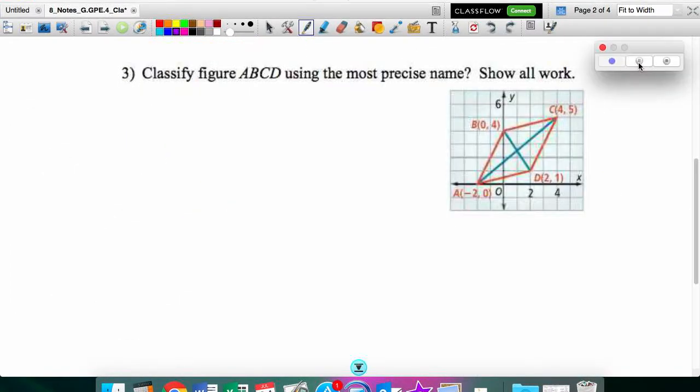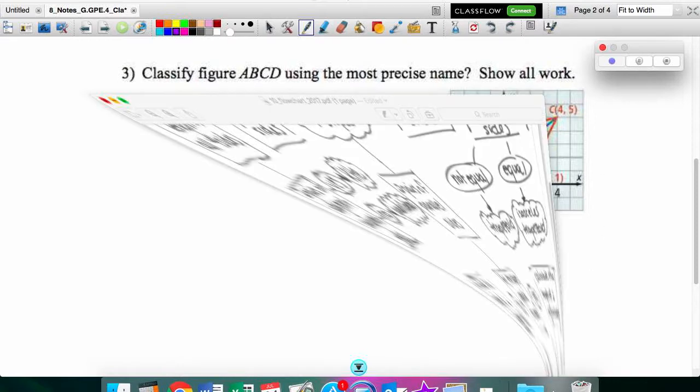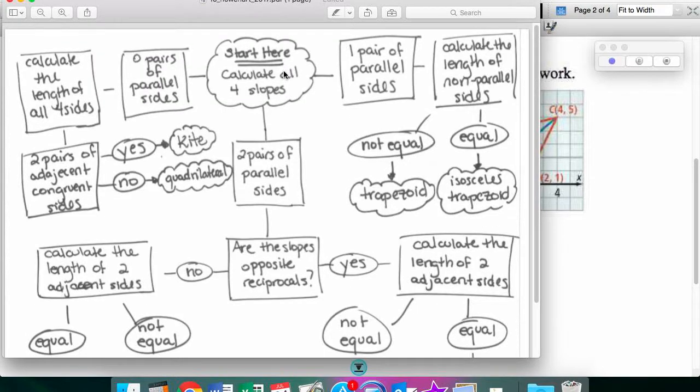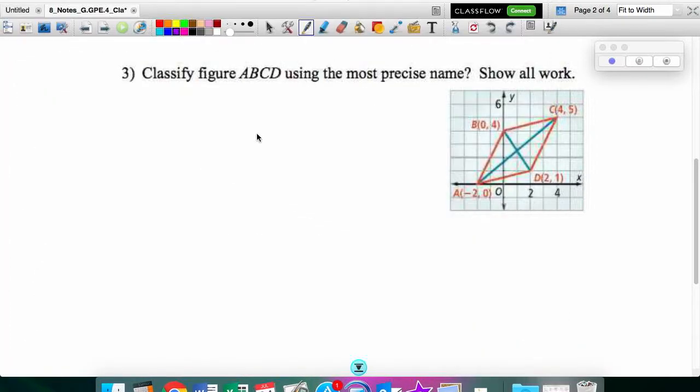Let's take a look at problem 3. Classify figure ABCD using our most precise name, show all work. Okay, so to classify this figure, I'm going to go ahead and look at my flowchart. Once again, the flowchart tells us where to begin. It says to calculate all four slopes. So let's do that. I know this is going to be tedious, but it will get the job done, and I need to see all of the work before I can give you full credit for these problems. Because yes, you could just easily guess by looking at the figure what you think this figure is. But sometimes when you guess wrong, and it's a lot of points off.